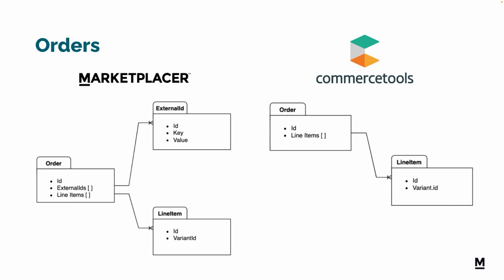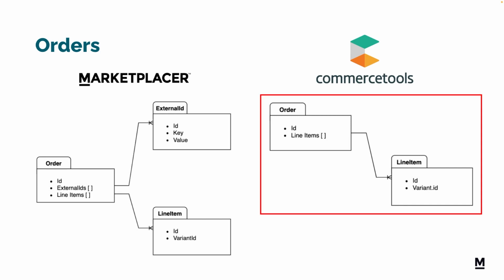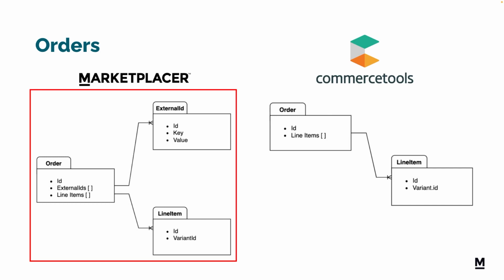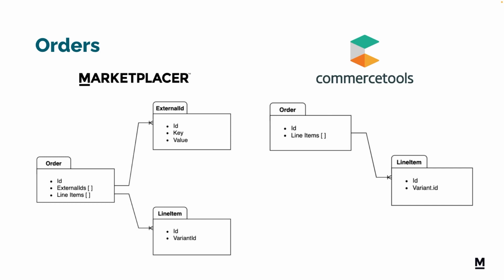Okay, so again, this is just a hugely simplified view of both models, but we will first create an order in commercetools, simulating somebody purchasing something on a front end. That order will traverse through our connected integration, hit Marketplacer, and we'll create an order in Marketplacer, but we want to tie together both orders, okay? And the way we're going to do that is by using the external ID facility within the order object in Marketplacer.